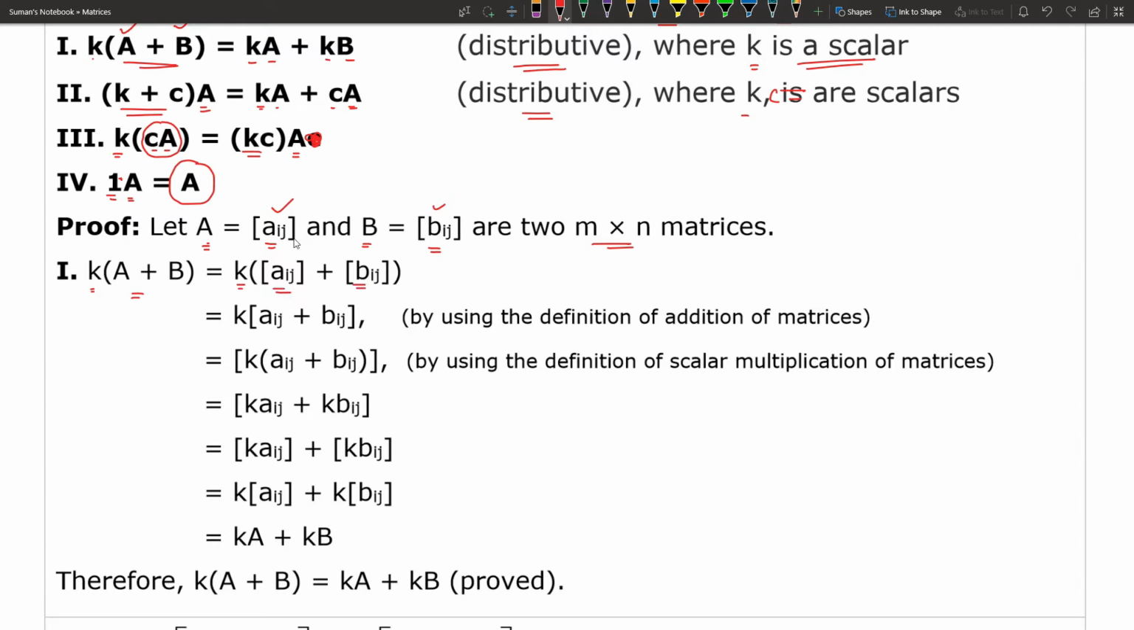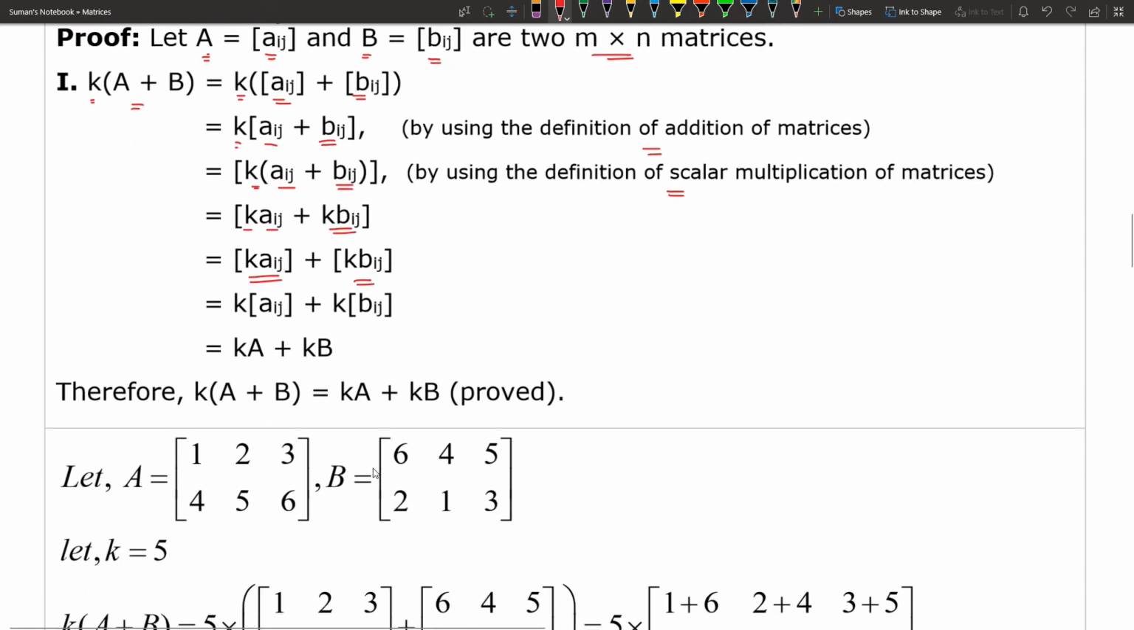That means at first we are adding the two matrices. Then that is equal to k into (Aij plus Bij). Now using the definition of addition of matrices, we get the result as k into Aij plus k into Bij, and that is kA plus kB. Therefore, k into (A plus B) is equal to kA plus kB.